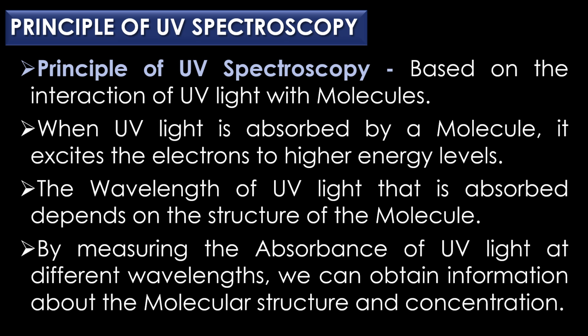Principle of UV spectroscopy. The principle of UV spectroscopy is based on the interaction of UV light with molecules. When UV light is absorbed by a molecule, it excites the electrons to higher energy levels. The wavelength of UV light that is absorbed depends on the structure of the molecule. By measuring the absorbance of UV light at different wavelengths, we can obtain information about the molecular structure and concentration.